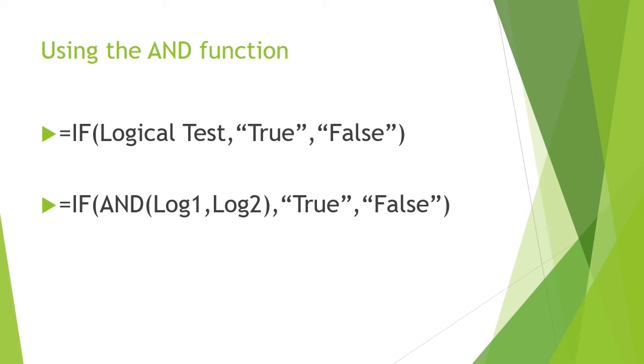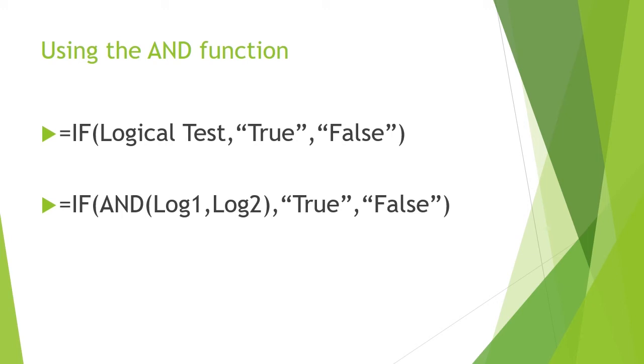That extra set of brackets and the AND included are the only difference between the two formulas, because once we've closed that second set of extra brackets and then put our comma in, it carries on as it did with our true and our false statements. So it is just the addition of that extra bit that allows us to include more than one logical test.